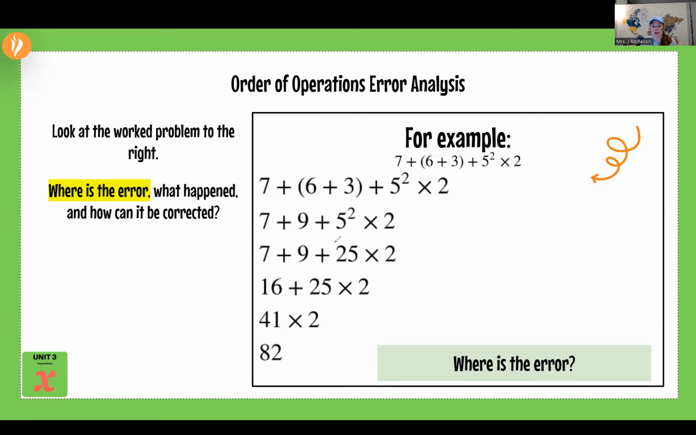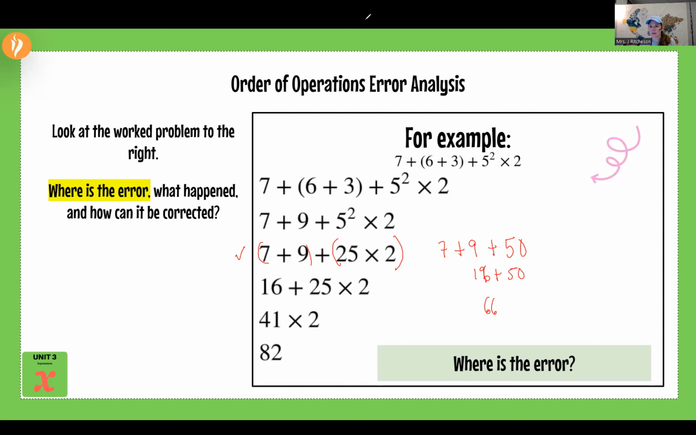So their error, this line is correct, but from here on down, that's wrong because they have to multiply first. So they should have got 50. And then they had to see how they added, and then they multiplied 16 times 25. You never add before you multiply. So the answer should have been 7 plus 9 is 16. 16 plus 50 is 66.